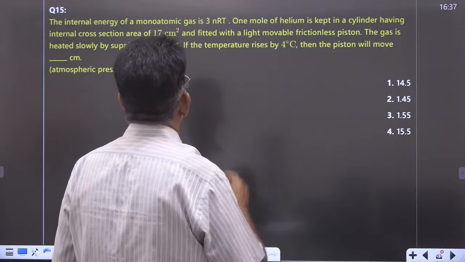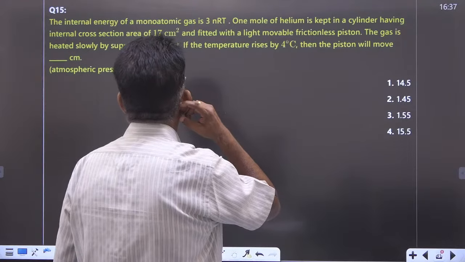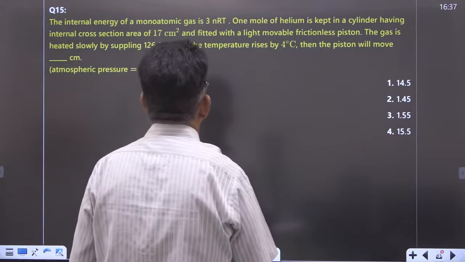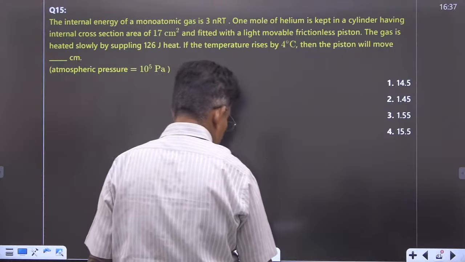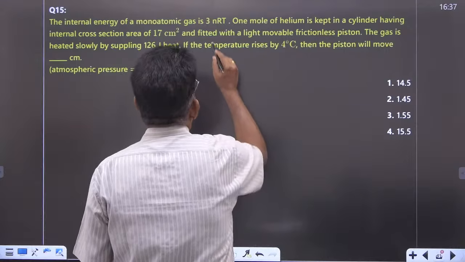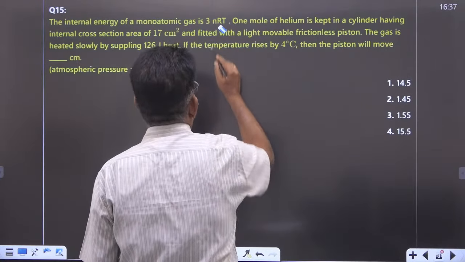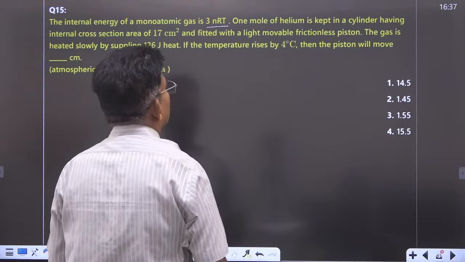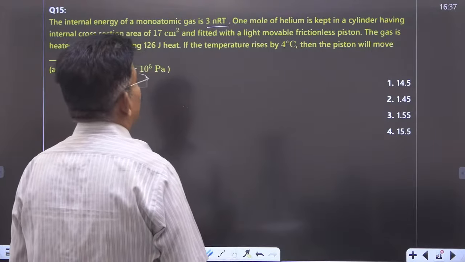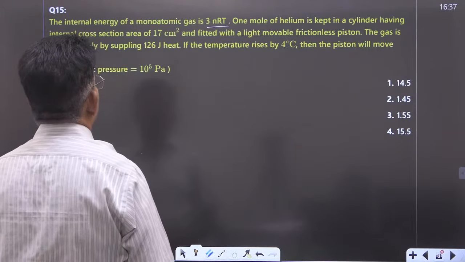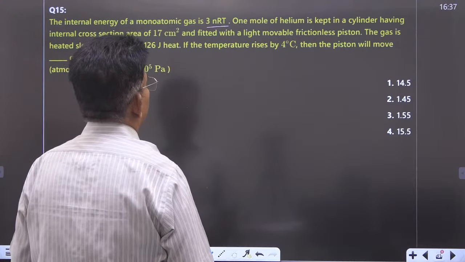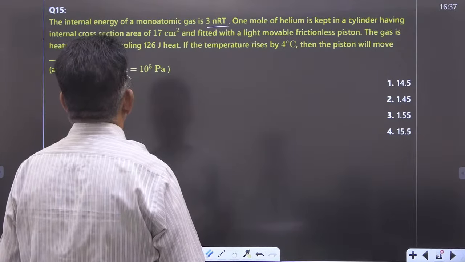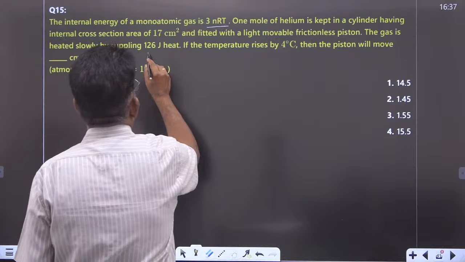Internal energy of monatomic gas is 3 nRT. Generally it is 3 by 2 nRT for a monatomic gas, but we take it as 3 nRT. No problem. Yes, it is given, so we are going according to the given question. 1 mole of helium is kept in a cylinder having an internal cross-section area 17 centimeters squared, fitted with a light movable piston. The gas is heated slowly by supplying 126 joules of heat.